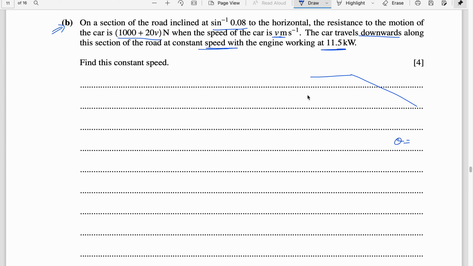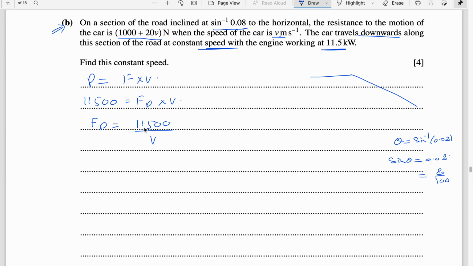The angle is sine inverse of 0.08, so I can say sine theta is equal to 0.08, and sine theta would be 8 by 100. So power is equal to force times velocity. Power is given, which is 11,500. Driving force is unknown, and we have a constant velocity. So driving force would be 11,500 divided by velocity.